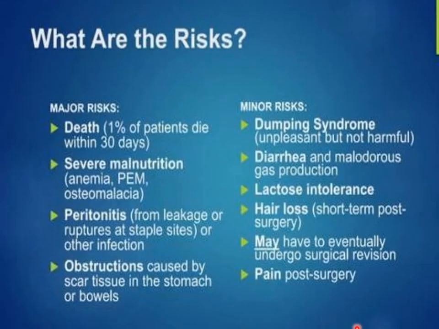What are the risks? We have two types of risk: major and minor. Death caused by bariatric surgery post-operatively is only 1%. Severe malnutrition, meaning anemia and osteomalacia, peritonitis from leakage or rupture at the staple sites, or other infection, and obstruction caused by scar tissue in the stomach or bowel. These are the major risks.